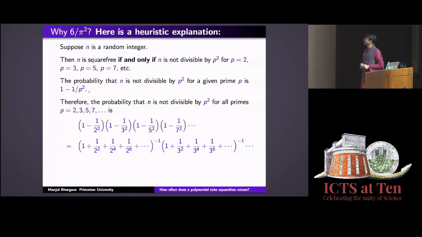So usually in school we go the other way. We're given this geometric series and we say, oh, it's equal to that. But here we're going the other way. So 1 minus 1 over 2 squared, the reciprocal of that is just this geometric series here. So that's why we put a reciprocal here, and the same here, and so on. So basically we've written each of these as 1 over the sum of a geometric series. So that's the trick.